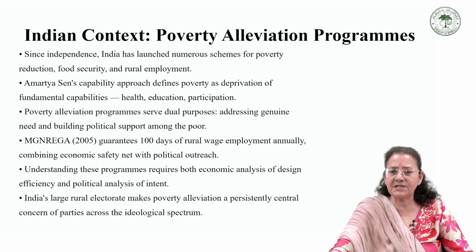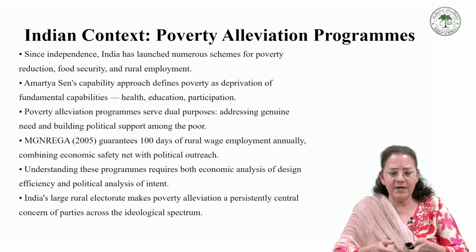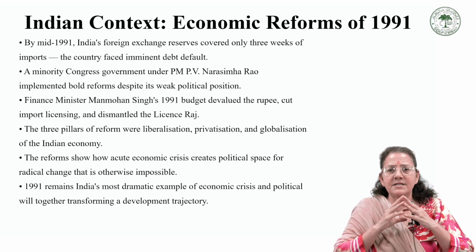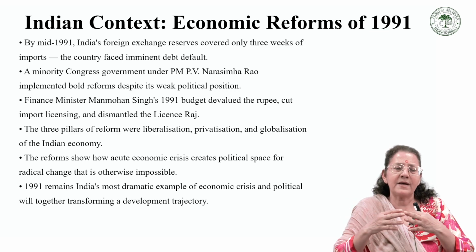From a political perspective, poverty alleviation programs serve multiple purposes. They address genuine human needs, but they also build political support among the poor, who constitute a large majority of India's electorate. The Mahatma Gandhi National Rural Employment Guarantee Act of 2005 is one such scheme catering to the needy and the poor. India's economic reforms of 1991 represent perhaps the most dramatic example in Indian history of how economic crisis and political decision-making interact.